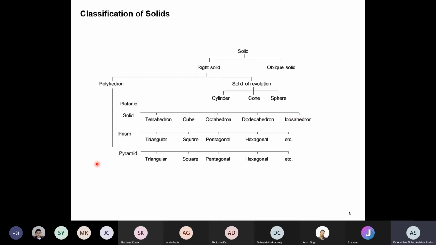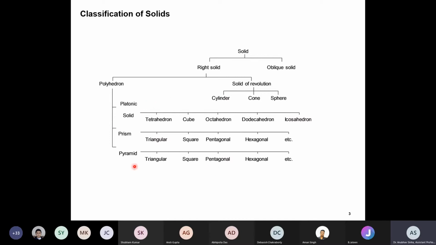Generally, solids we can mainly classify in two types: right solid or oblique solid. A right solid is where the axis is perpendicular to the base, and oblique is where it is inclined at some angle. For this course, the examples that we are taking, we are mostly focusing on right solids. Okay, but we'll go through what the different types are and how we define them, and then we'll talk about how to make them in orthographic projections.